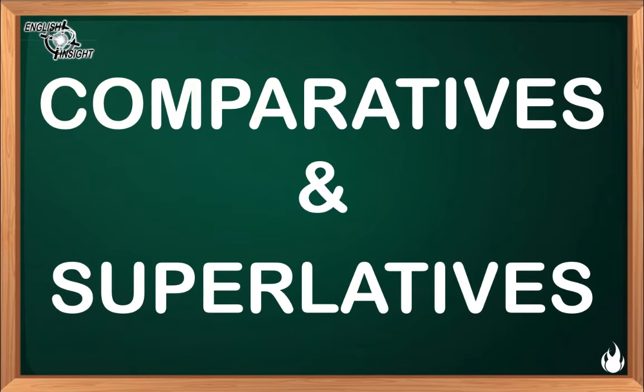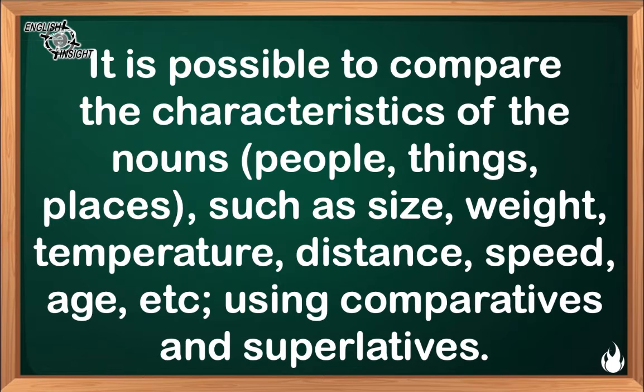Comparatives and Superlatives. It is possible to compare the characteristics of nouns, that is to say people, things or places, such as size, weight, temperature, distance, speed, age, etc., using comparatives and superlatives.